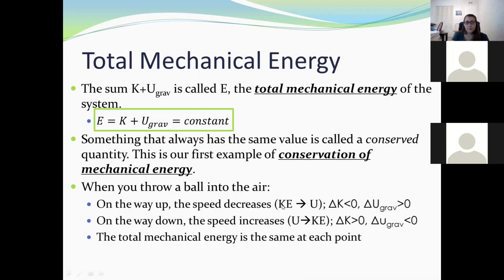On the way down, the opposite happens. The speed increases, so that potential energy turns into kinetic energy. So our change in kinetic energy is positive, and our change in gravitational potential energy is negative. But the total energy is the same at every single point in that ball's path.